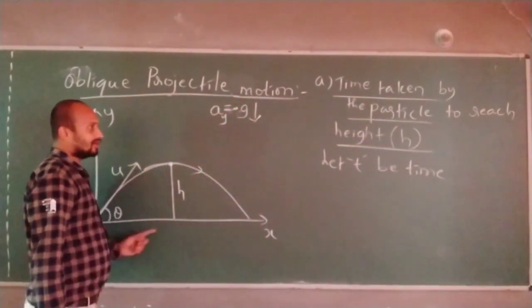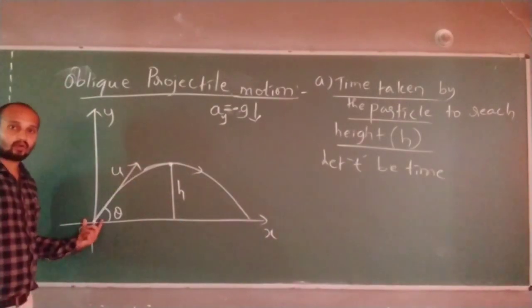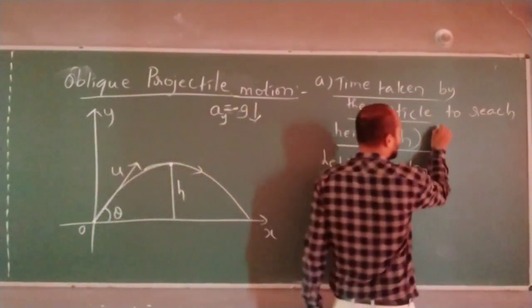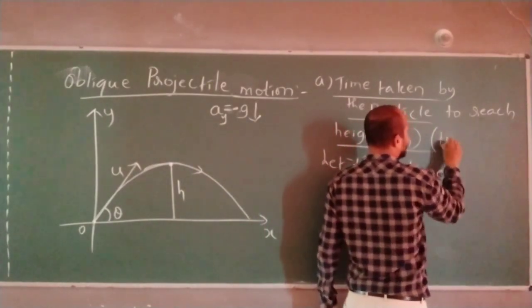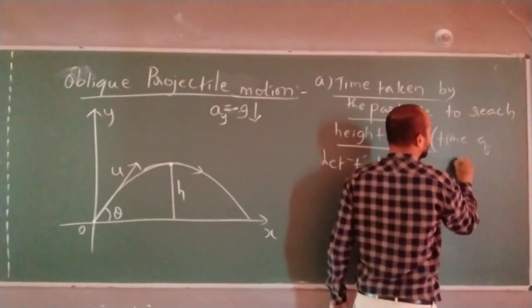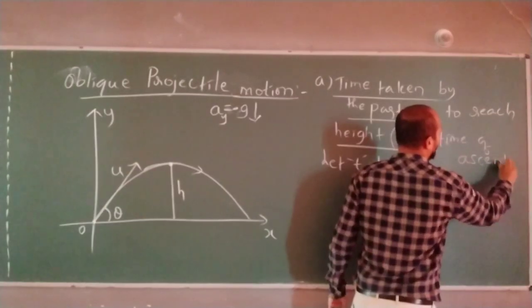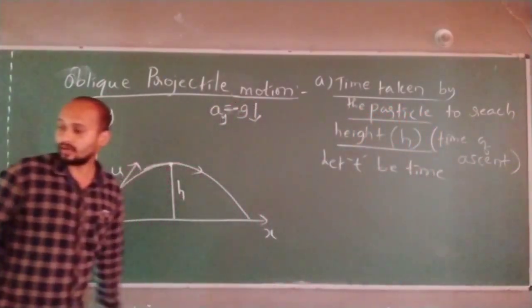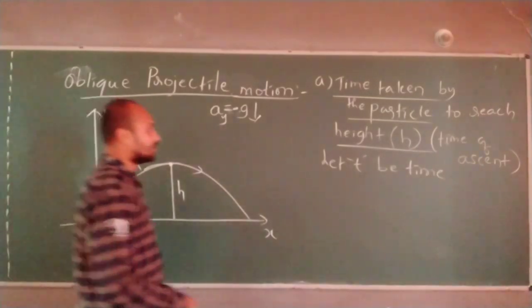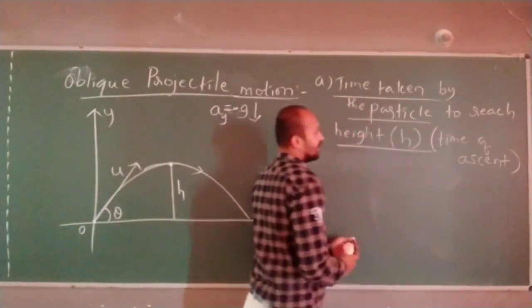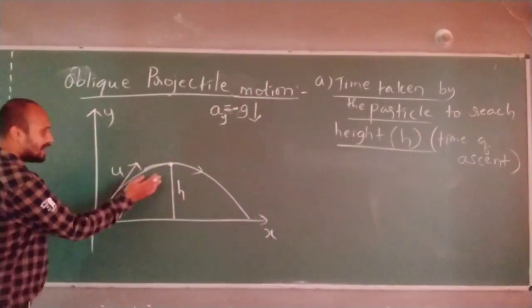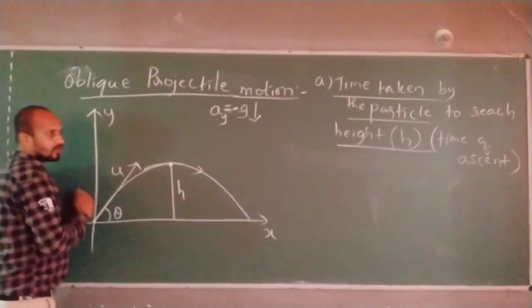What do we call this? The time taken by a projected body to reach its maximum height, I call it the time of ascent, as I told you. Correct? When I take this term, there is no requirement of taking let t. So what I will do, from the equation, now here I am finding time.